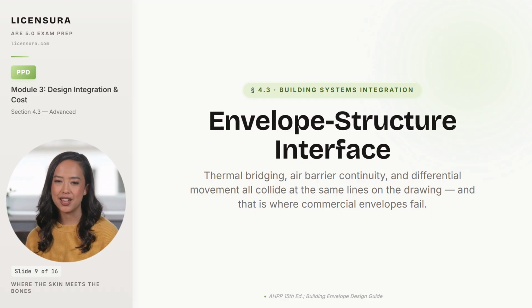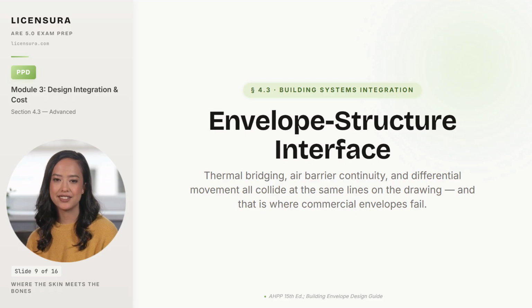Miss the coordination on any one of those 4, and the resulting failure is the most expensive defect category in commercial construction. Mold remediation runs into the millions, curtain wall replacement runs into the millions, and the architect's professional liability policy gets a phone call.